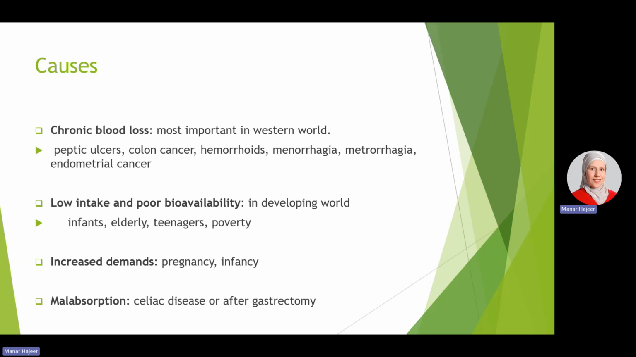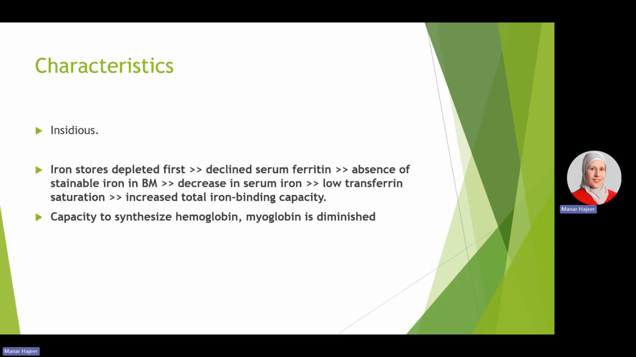He should or she should be given parenteral iron or intravascular injections of iron. So the underlying cause is very important to identify before treatment. Characteristics of iron deficiency anemia: it's a slow onset, insidious onset.